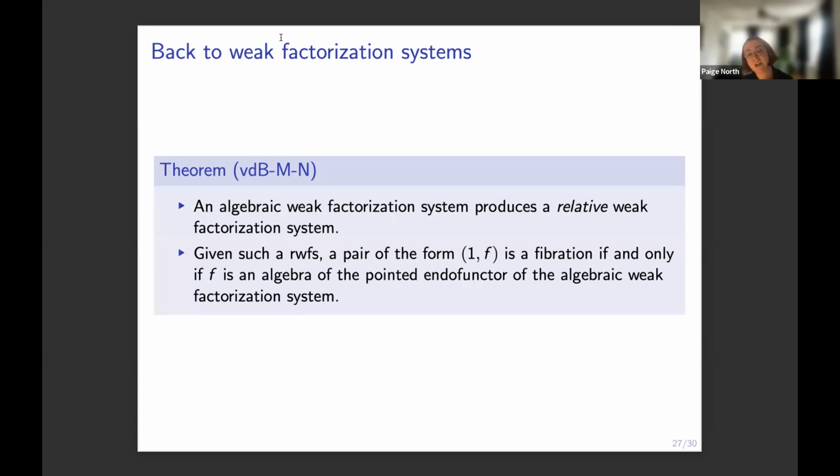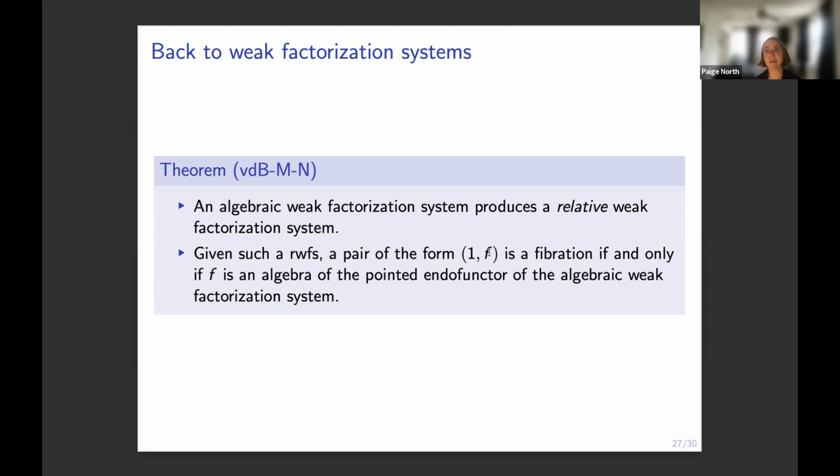And given such a relative weak factorization system, so given one that is produced from an algebraic weak factorization system, if we look at composable maps of this form, so we have an identity and then an arbitrary map, and we are wondering which of these are fibrations, it turns out, as we would hope, well, almost as we would hope, that the composable pairs of this kind of form are fibrations if and only if F is a fibration in a weak sense, if and only if F is an algebra of the pointed endofunctor underlying the monad part of the algebraic weak factorization system.